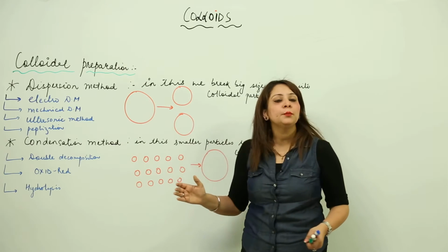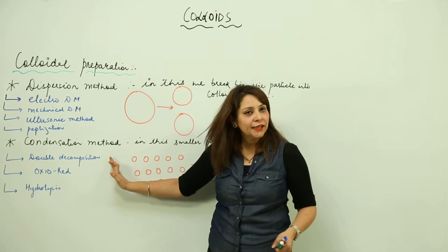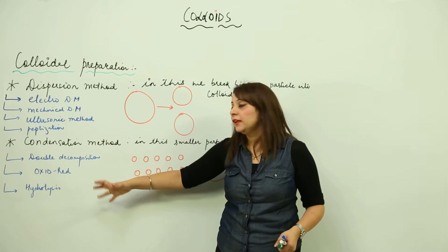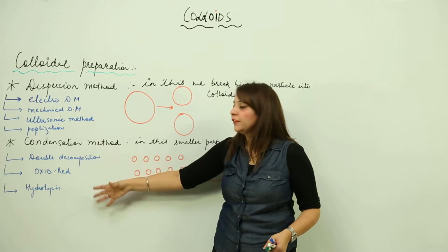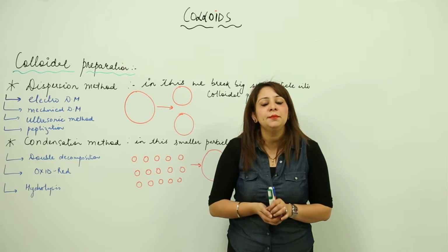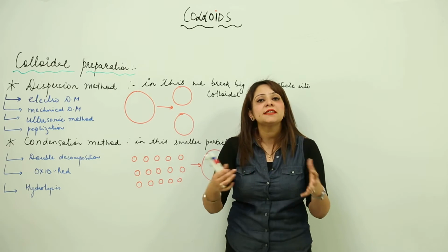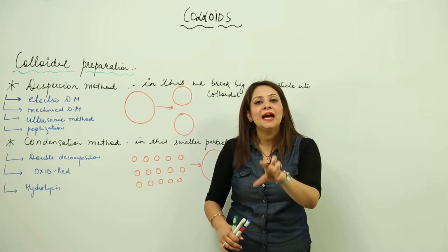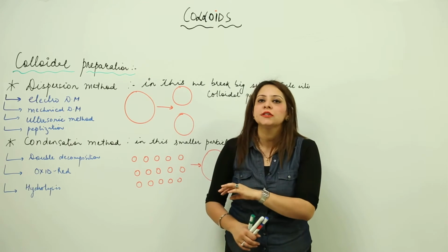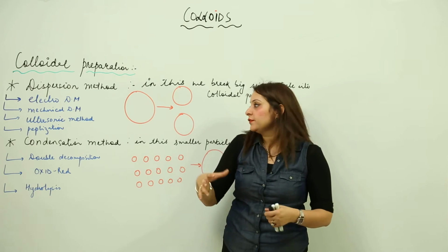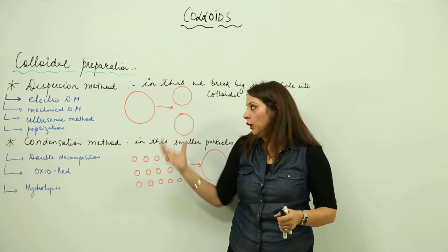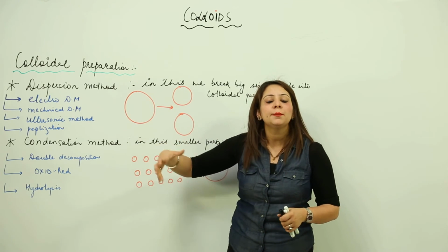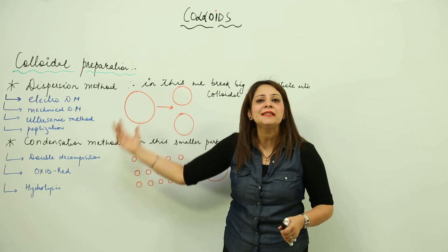For this we will be employing different processes like double decomposition reaction, oxidation reduction and hydrolysis. If we apply any of these methods, the basic remains the same: in all these three processes we are just aggregating the smaller particles in order to obtain a particle of size between 1 nanometer and 1000 nanometer. So now you are familiar with the basic phenomena involved in these processes. Now we are going to start with the dispersion method, taking into consideration the different processes that we can follow.